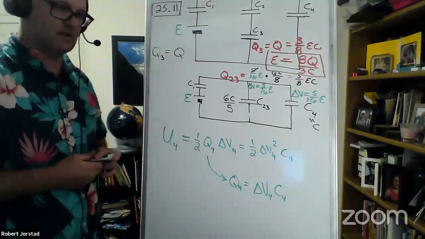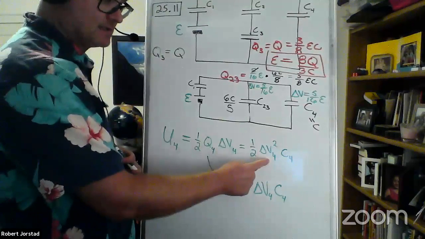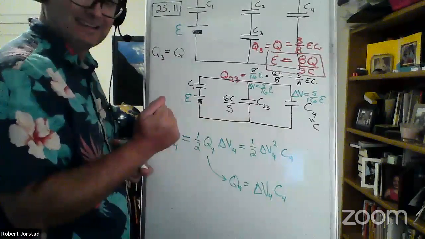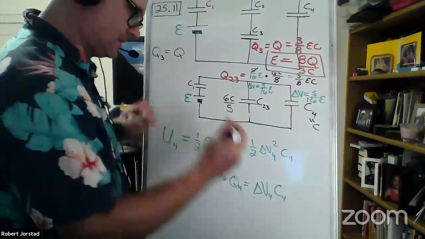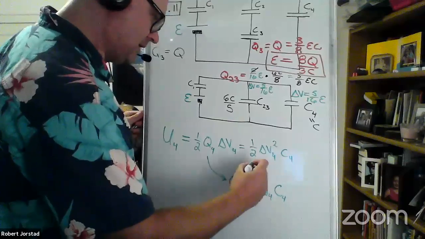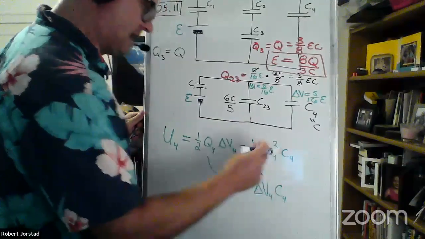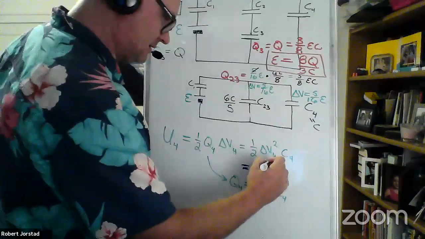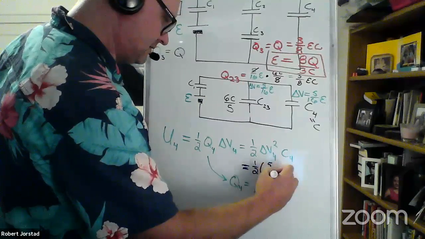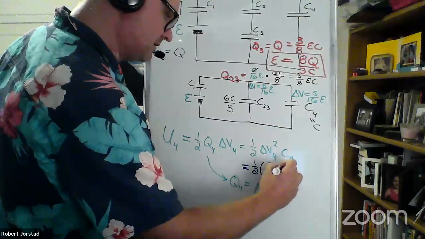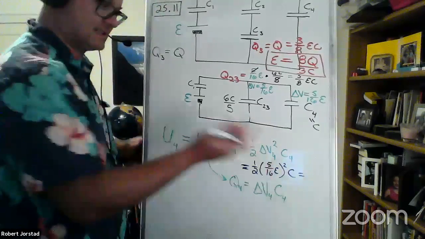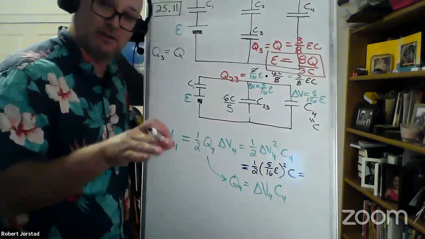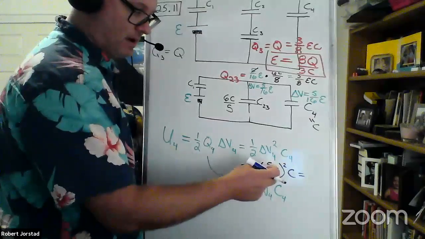Right? And so now we already know this. We know this. We're done, basically. Let's plug it in. It would equal 1/2 times V4 was, and C4 was C. This I would shove in a calculator, but look at the units. We're going to get E squared C.